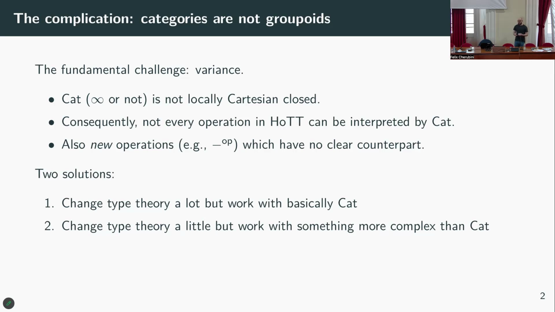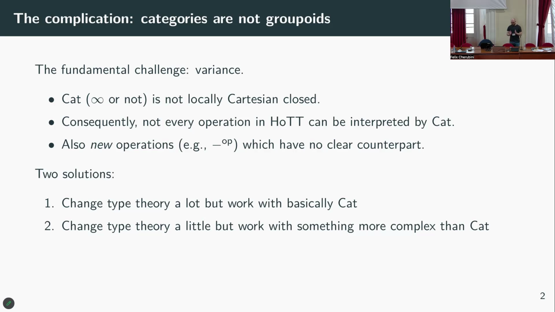And sort of a more technical way of saying this is that the category of categories, no matter how you slice it, infinity or not, is just not locally Cartesian closed. And this means that it just doesn't support things like dependent products that we're used to having inside models of type theory. Okay. And of course, there's other complications. There are just operations on categories that don't have obvious counterparts if you're thinking about groupoids or sets. This is things like the opposite category.